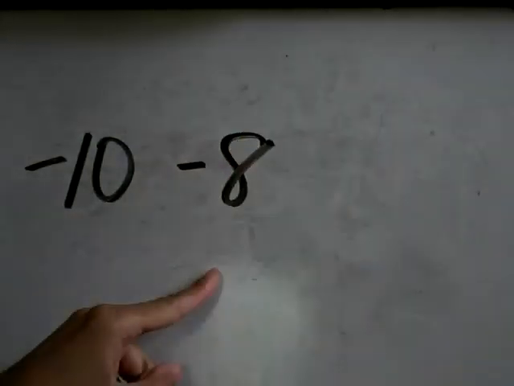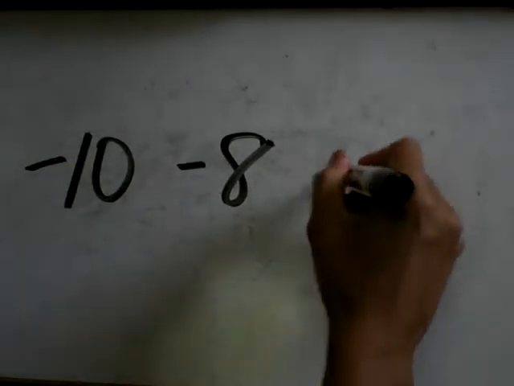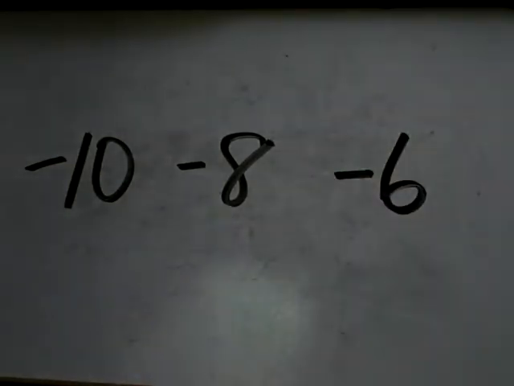Let's go into some negative numbers. So we could have -10. And if I ask you, what is the next consecutive even number? Now remember, this is -9. So the next one would be -8. And then the next consecutive even integer would be -6.